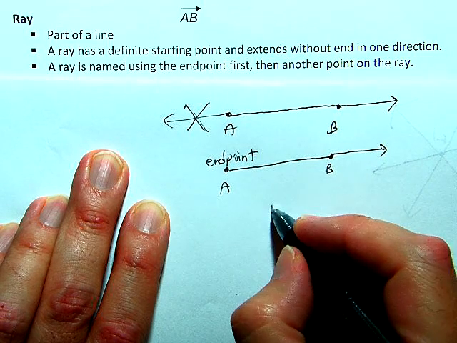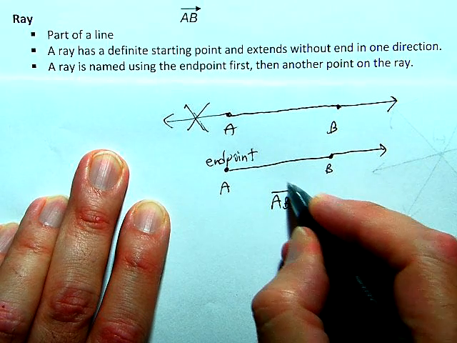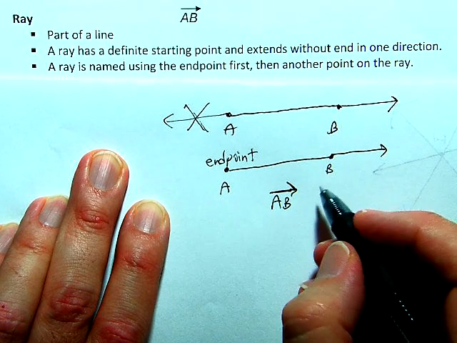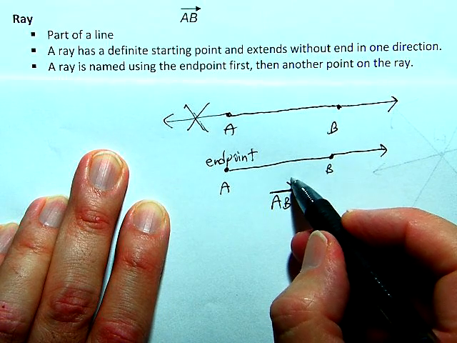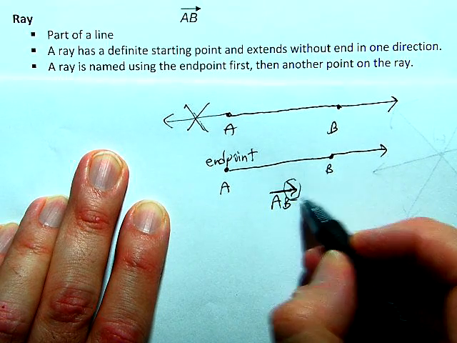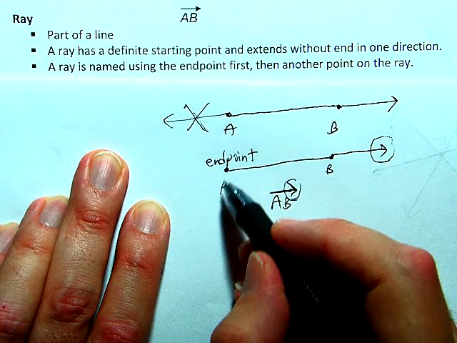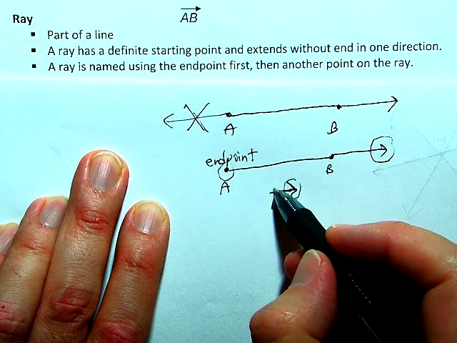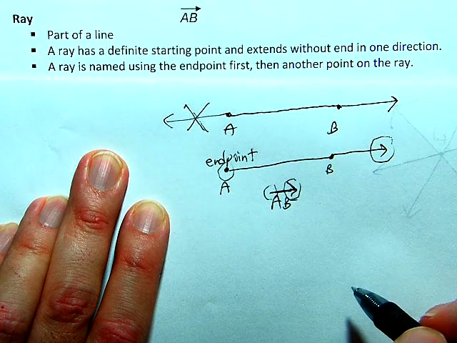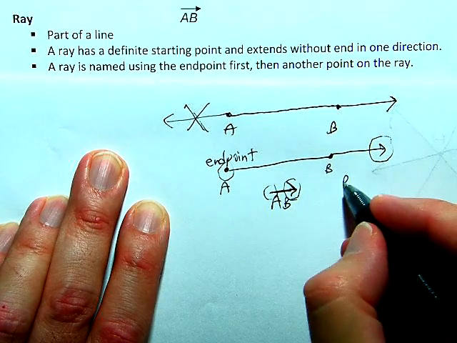This is called ray AB, denoted with an arrow with only one arrowhead. Notice that the arrowhead is only on the right side, because the left side, where the A is an endpoint, we do not have an arrow there. This is called a ray.